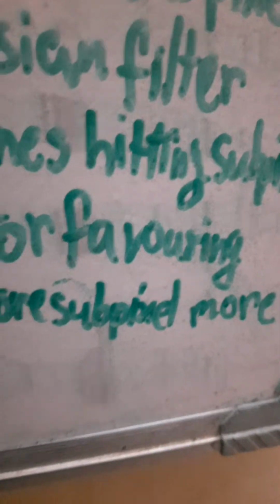So more subpixel means more intensity. So it creates smoother lines.